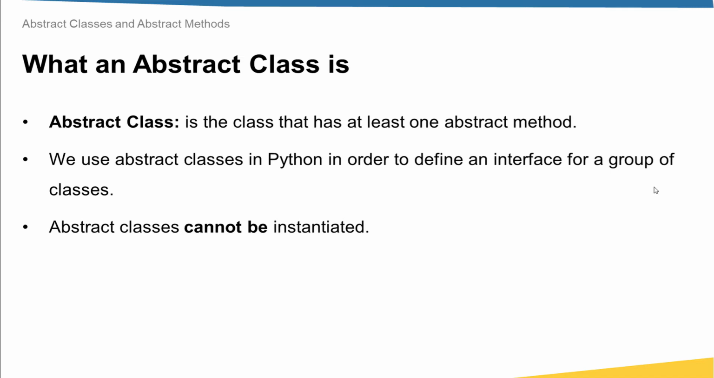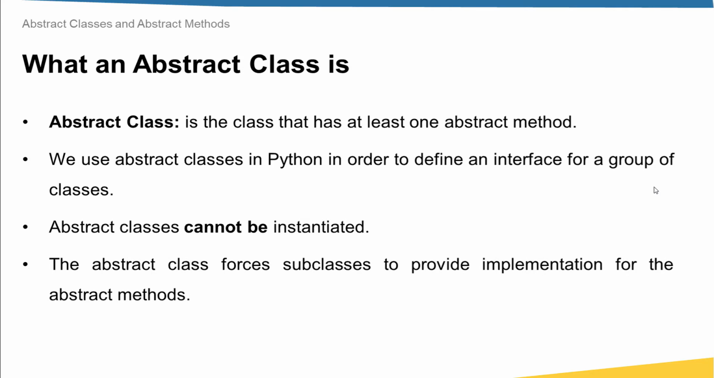The last point that I want you to keep in your mind is that the abstract class forces all the subclasses to provide implementation for the abstract methods. Otherwise, if you try to define an object from a class that inherits an abstract class without redefining the abstract methods, you will get an error.